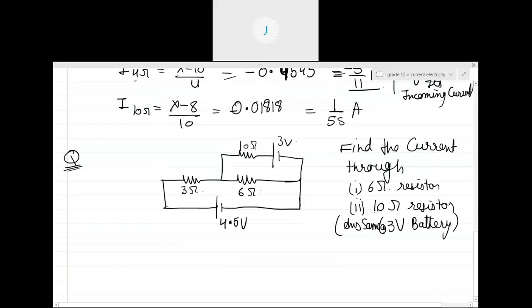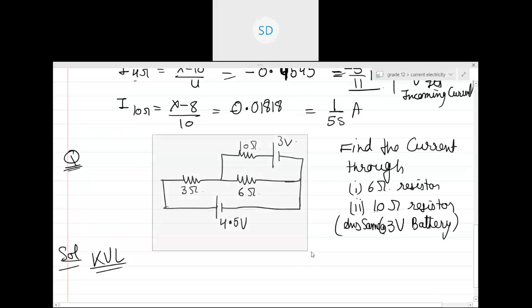So let's start. Which method? In the initial questions I'll solve using both KVL and nodal. Once you get acquainted with it, I'll solve by just one. Okay? Let's solve it using KVL.